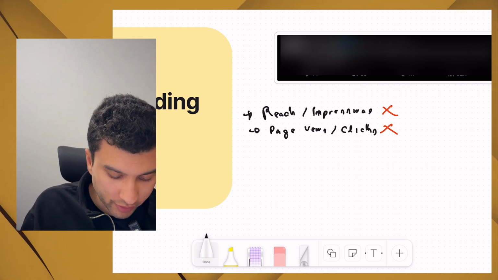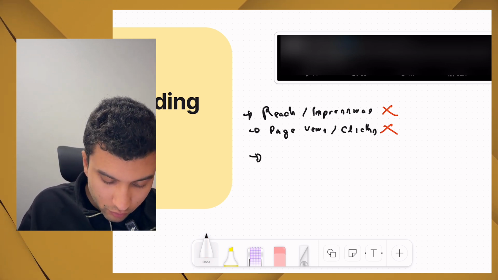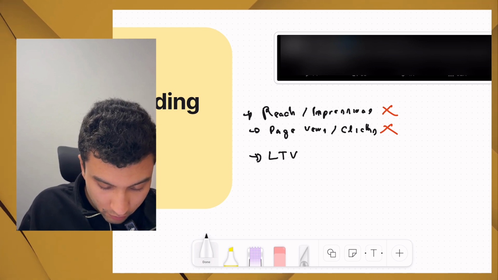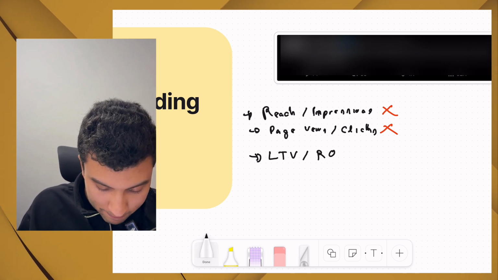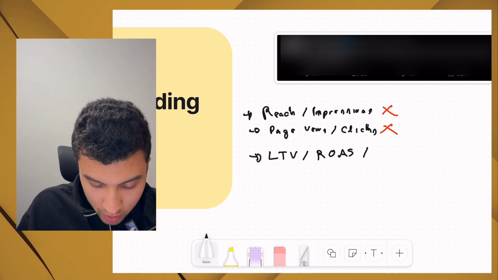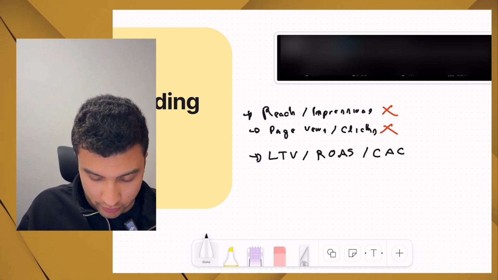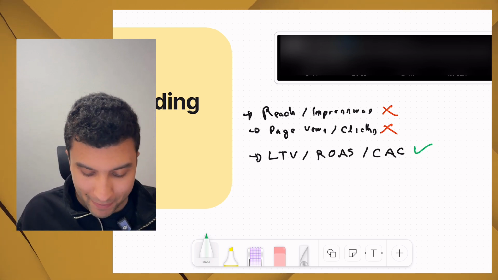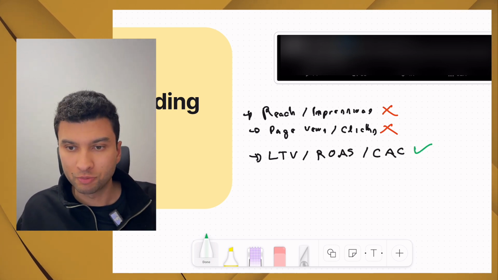So what you want to focus on is obviously your LTV, your ROAS, and your customer acquisition cost. Those are going to be the three main metrics that you should be understanding.